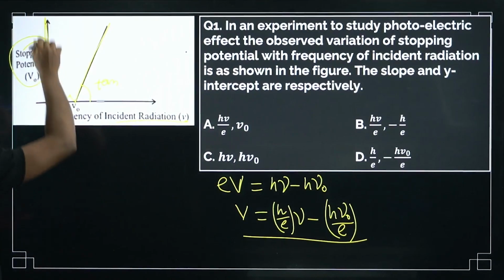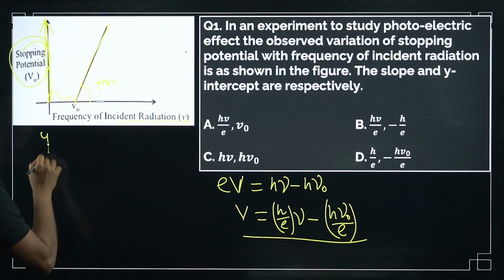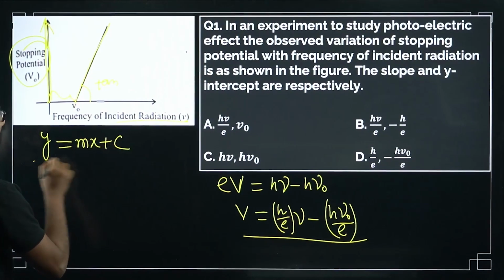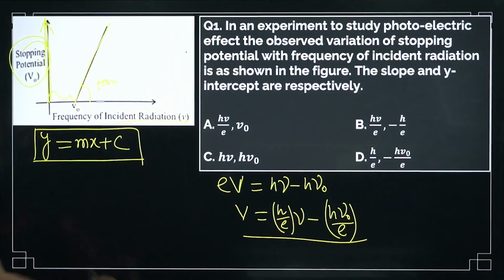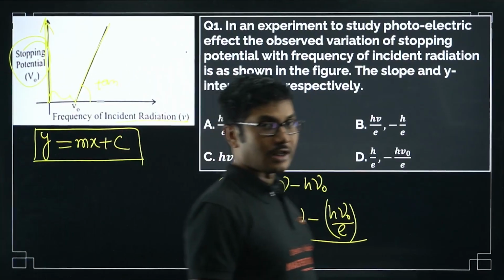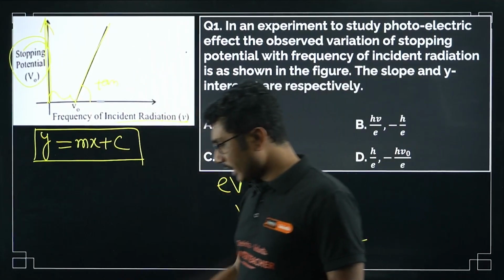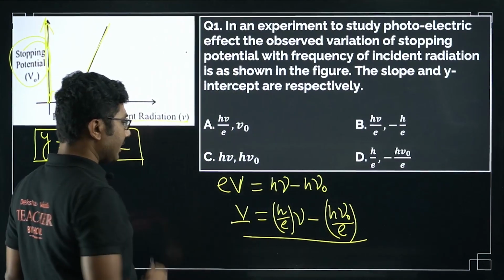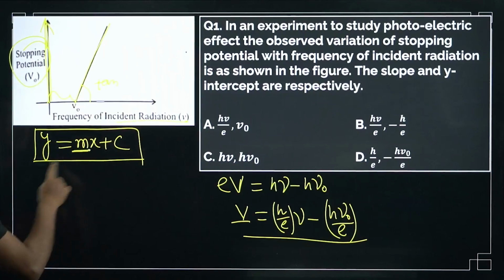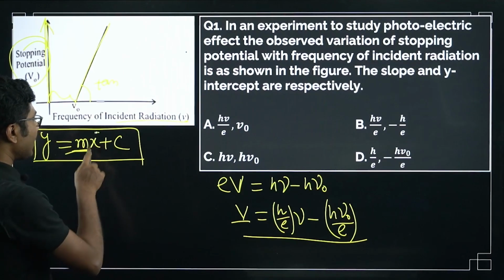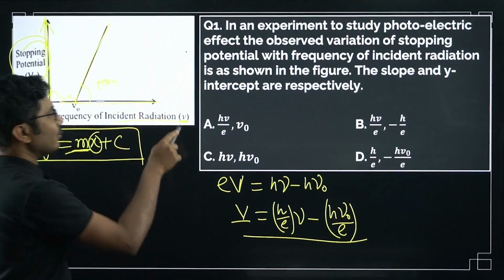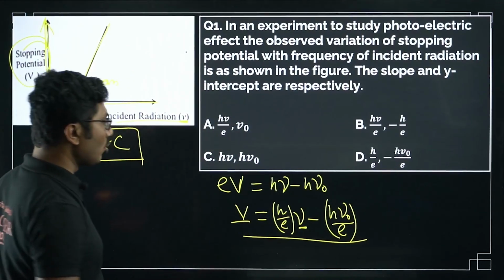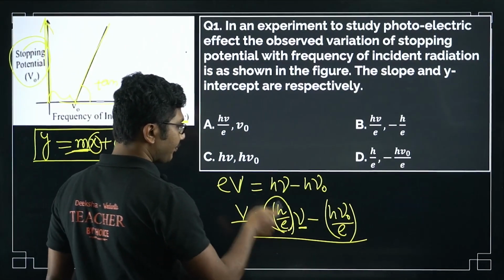Stopping potential is along the y-axis, so we can write y equals mx plus c. This is the equation of a straight line in intercept form. Now what is y? Y here is V. What is m? M is the slope. And what is x over here? X is the frequency nu. So m, the slope, is basically h by e.